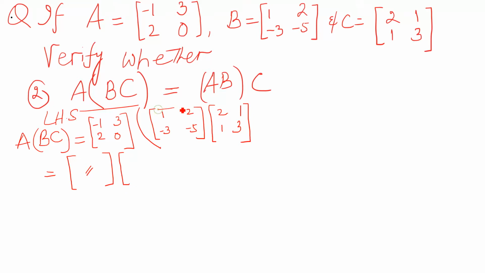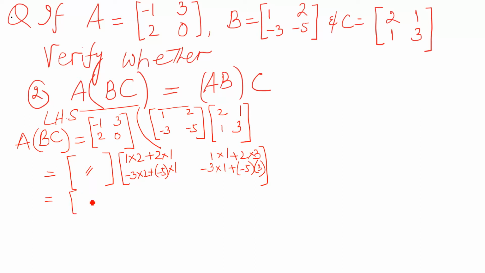So multiply. How do you multiply? Row by first column, then this row by second column. So 1 multiplied by 2 plus 2 multiplied by 1, and 1 multiplied by 1 plus 2 multiplied by 3. And then second row, first column: same thing, this row with this column, -3 multiplied by 1 plus -5 multiplied by 3.